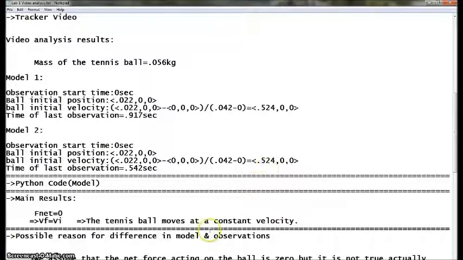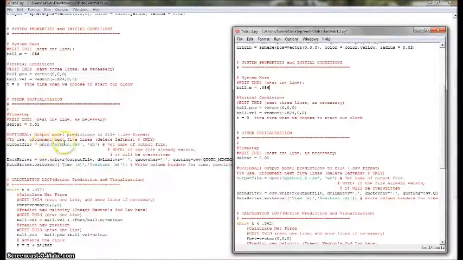Now let me show you the Python codes for the two models. This one is the Python code for the first model, which says that the mass of the ball is 0.056 kg. I have set the initial position of the ball at the origin, which is 0, 0, 0, and the ball velocity is minus 0.524, which shows that the velocity is in the negative x direction. Delta t has been set to 0.01 and time has to be less than 0.917 seconds for the first model case. This statement applies Newton's second law.